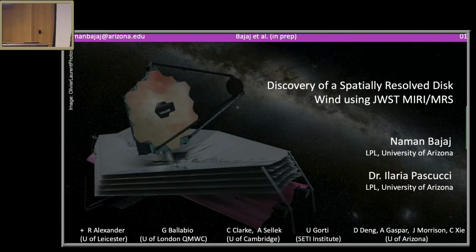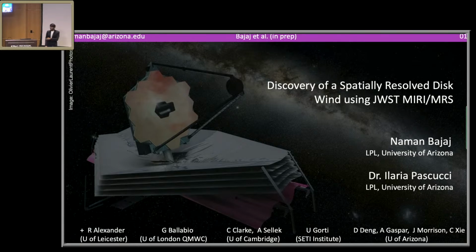Hello, everyone. I am Naman Bajaj. I'm a second-year graduate student at the Lunar and Planetary Laboratory, University of Arizona. I'm working with Dr. Ilaria Pascucci, and today I'll be presenting some results from our JWST project titled Discovery of a Spatially Resolved Disk Wind using JWST MIRI MRS, that is medium-resolution spectroscopy. This work would not be possible without significant contributions from the many people mentioned here.